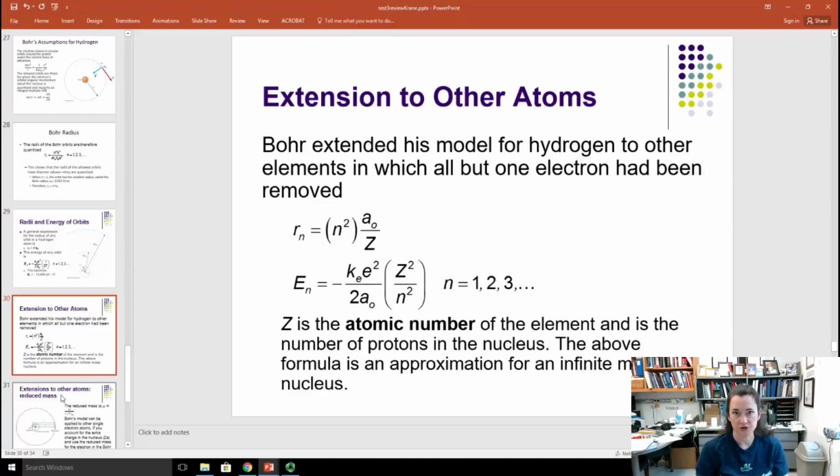Those constants that I show on the slide, minus k e squared over 2a naught, are all just the constants that multiply through to make the 13.6 eV. You can check me out if you don't mind. k there is the Coulomb constant, 8.99 times 10 to the 9th. I know we've got a lot of k's and it can be frustrating.